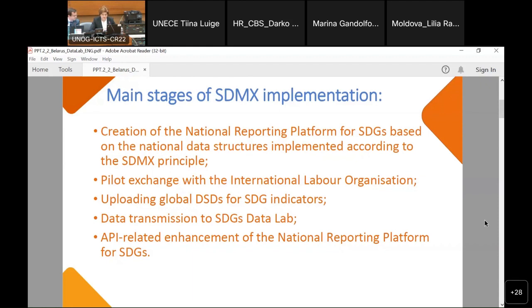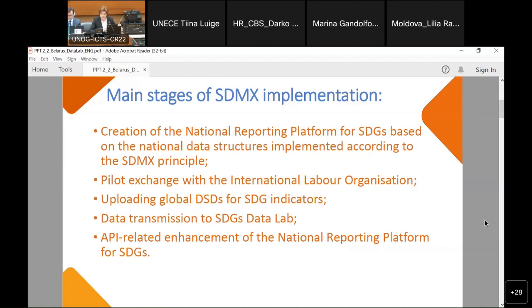In 2017, we moved on to the development of a national reporting platform for SDGs, and as we proceeded to develop that platform, it was important to take on board national and international experience of SDG monitoring. The SDMX format was approved by the UNSD for the exchange of data and metadata.